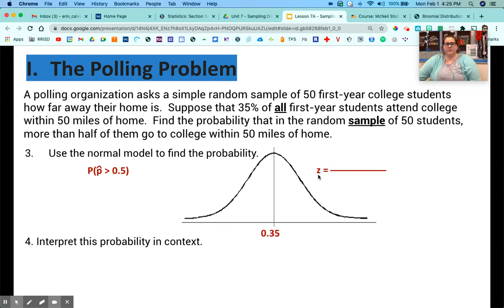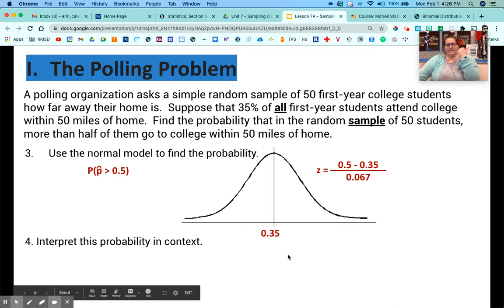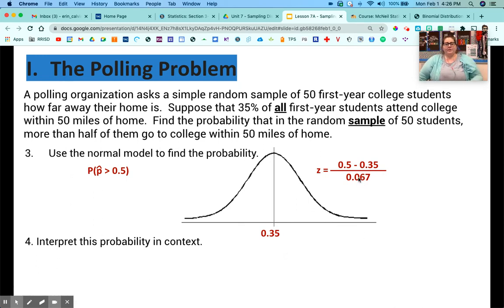So z equals, remember, my observed value. In this case, my observed value would be 0.5 because that is the number that I'm trying to determine the probability for. So 0.5 is my observed value, minus 0.35, which is my mean of this distribution. We got that in the last step. Divided by 0.067, which is my standard deviation.